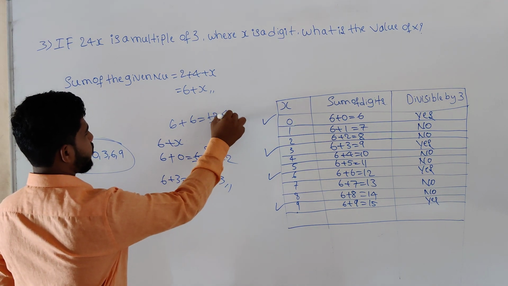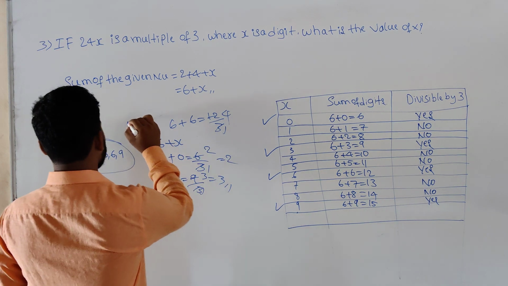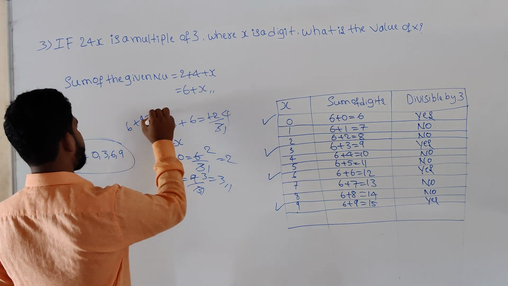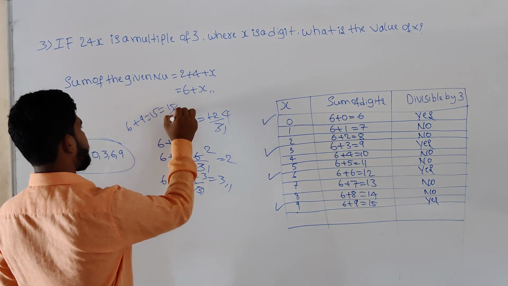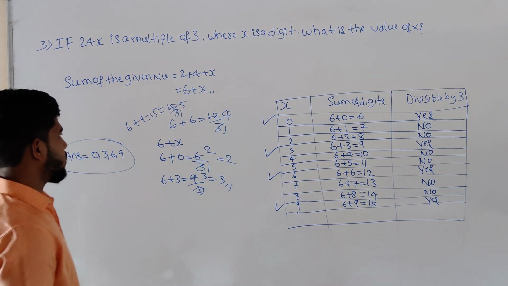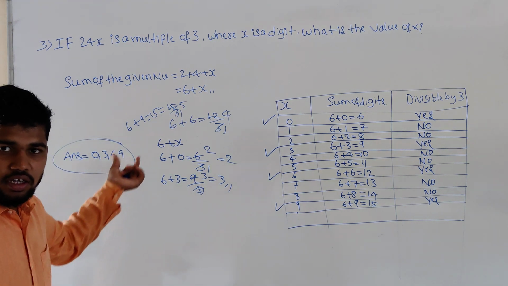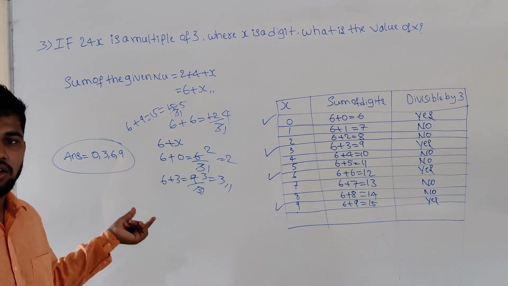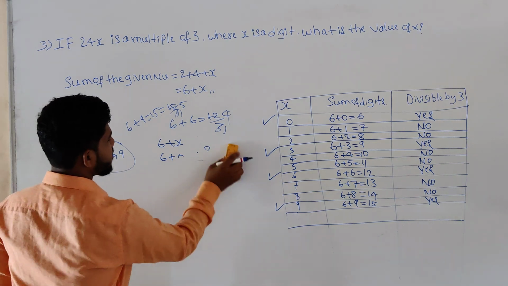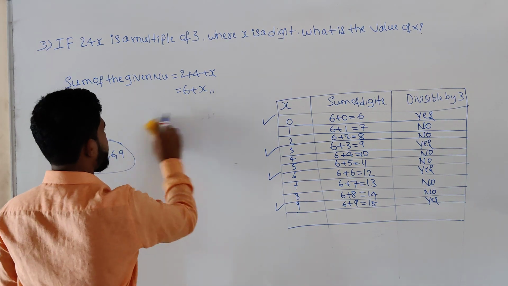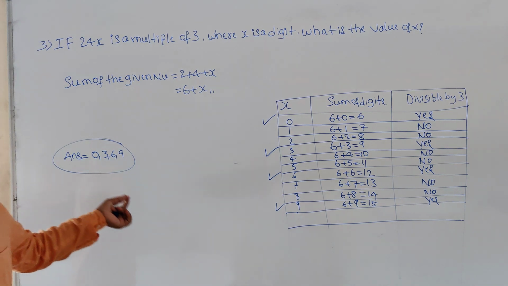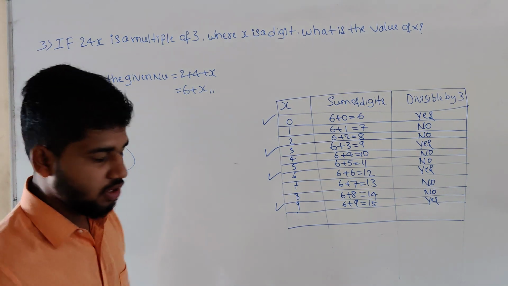12 divided by 3 is 4. Now 6 plus 9 is 15. 15 divided by 3 is equal to 5. The given numbers are easily divisible by 3. The answer is 0, 3, 6 and 9.